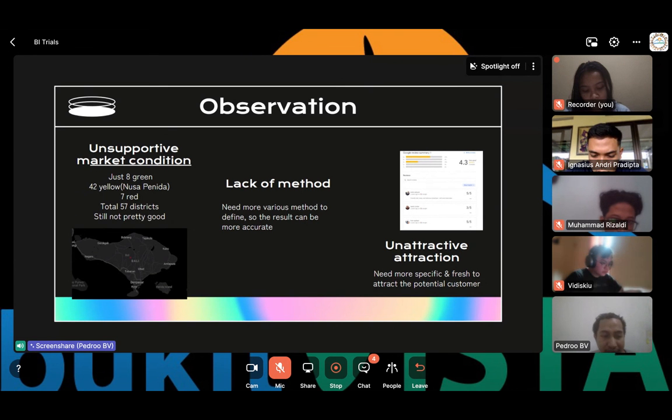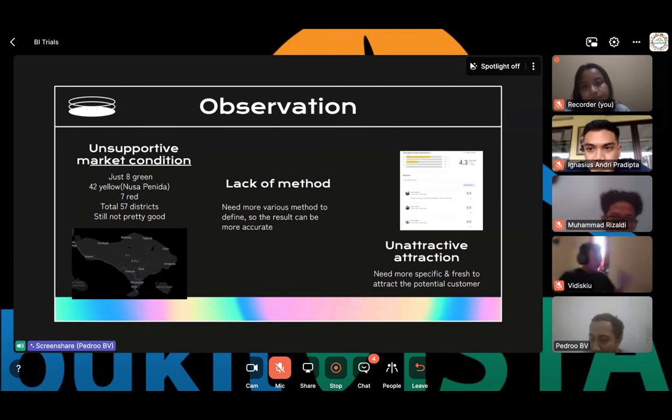And for this kind of point, it's still not pretty good, because first thing first, when other people want to decide which place they want to go for their holiday, it's about safety. And second one is lack of method, which is quite connected with my second problem. We need more various methods to define so the result can be more accurate.